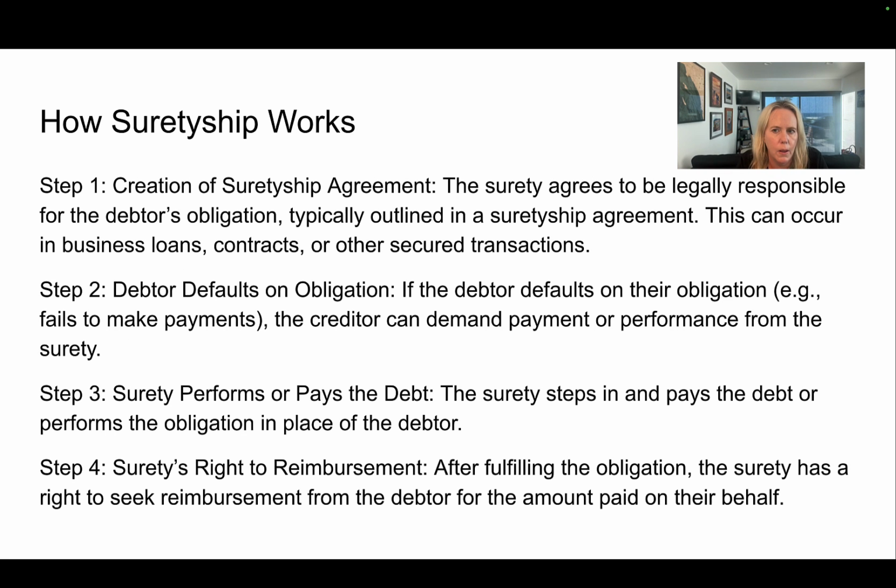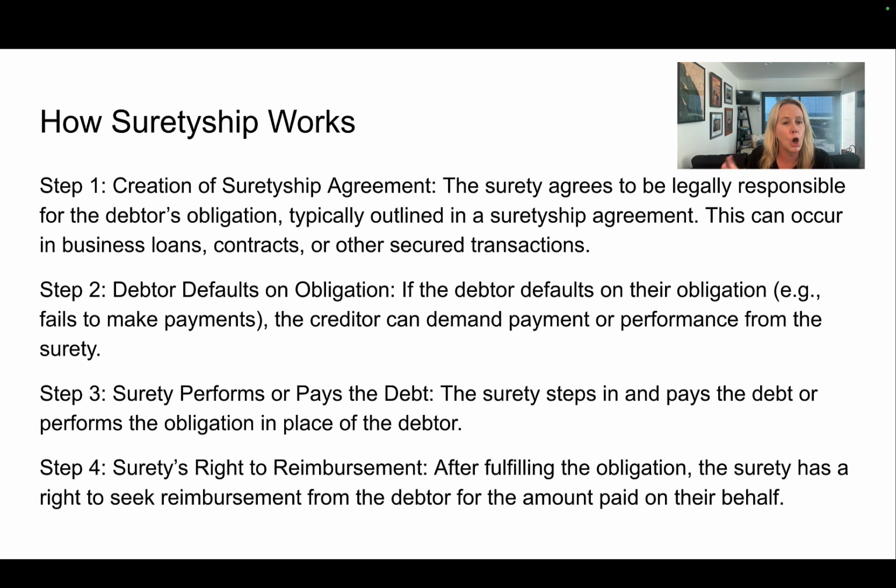So first of all, we have a suretyship agreement. The surety agrees to be the legally responsible party for the debtor's obligation. Typically, it's outlined in a suretyship agreement. This can be in business loans, contracts, or other secured items. If the debtor defaults, the creditor can demand payment from the surety.